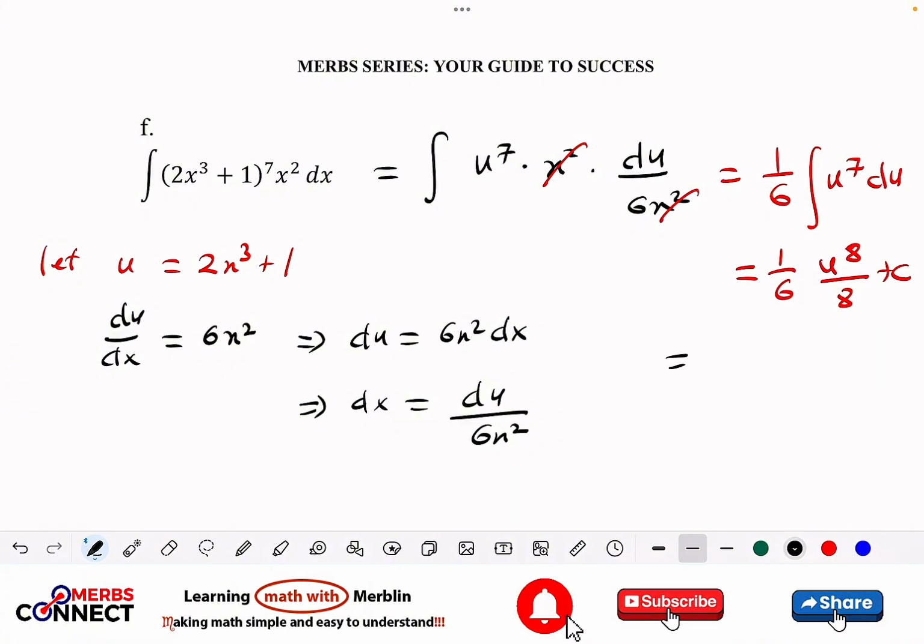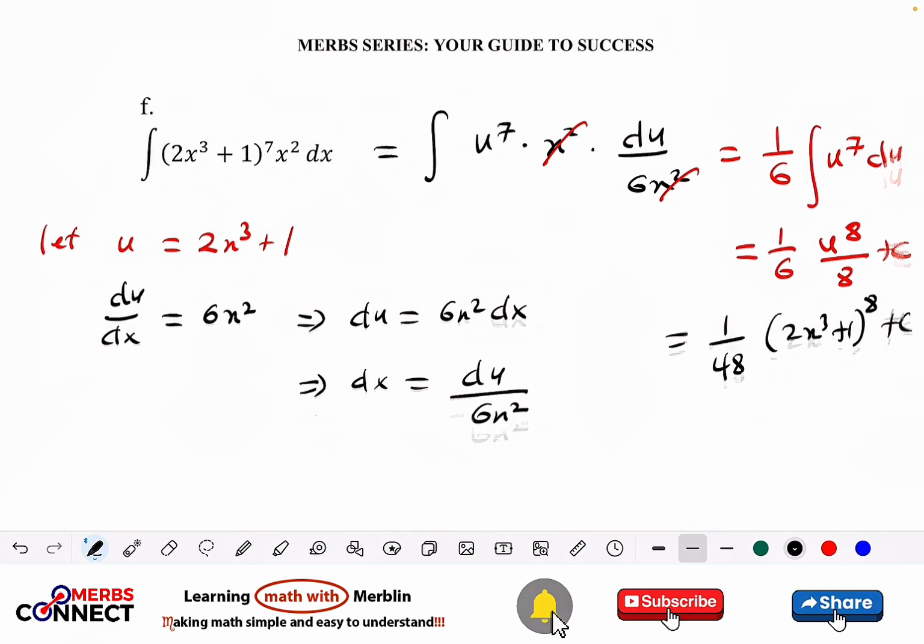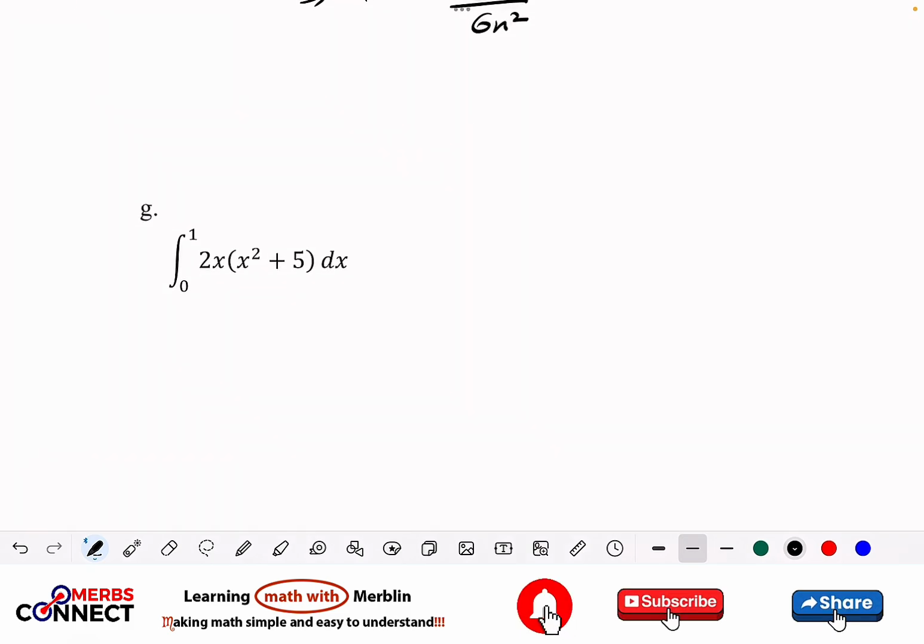So 6 times 8 or 8 times 6 is going to give us, is it 48? Yes, I think 48, right? Because if I add 6 to it, I'm going to get 54. Yeah, so that's right. And then u is 2x cubed plus 1 to the power 8 plus c. So this is what we need to get at the end of the day. Good. Let's do the last one, then I'll give you a try question.